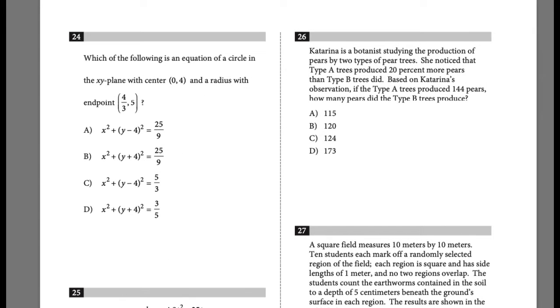Number 24. Which of the following is an equation of a circle in the xy plane with center 0, 4 and a radius with endpoint 4/3, 5? So in order for the center to be 0, 4, we have to go by the formula of the equation of a circle, which is x minus h squared plus y minus k squared equals r squared. From here, we know that h comma k has to be our center, and this is going to be the 0, 4.